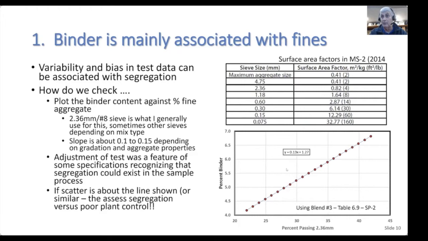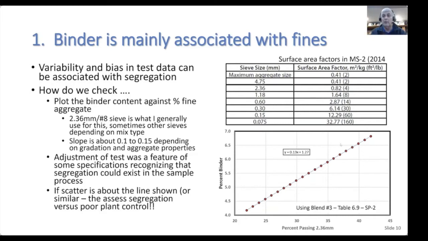We get a slope here of about 1.13, something like that, and I'll see this slope, depending on the mix type, varying between about 0.1 and 0.2. And if we have scatter about this line, so if I have results that are around about this line, then it would tend to suggest that we have segregation.